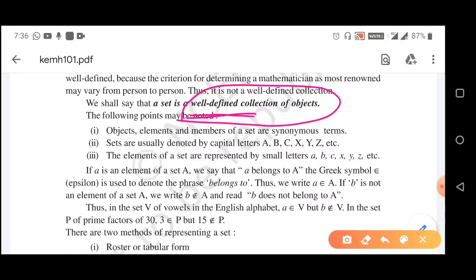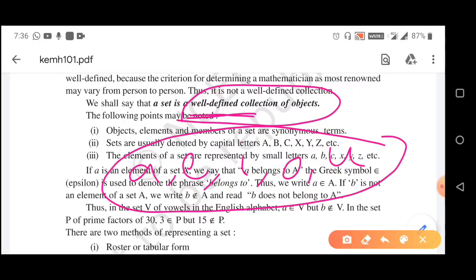If I say the collection of vowels, then the answer will be the same for every person. The collection will contain A, E, I, O, U. So this is the collection of vowels. This is also a set.